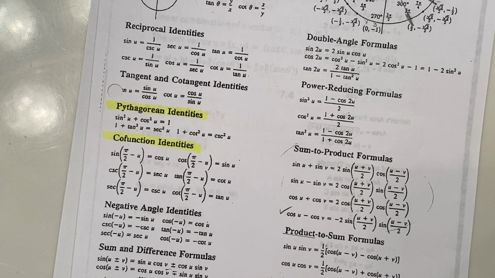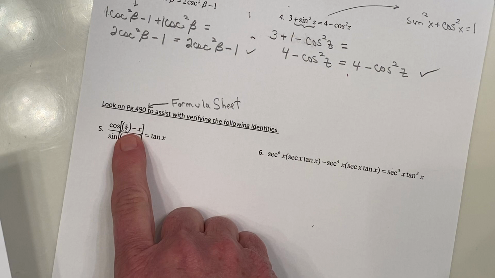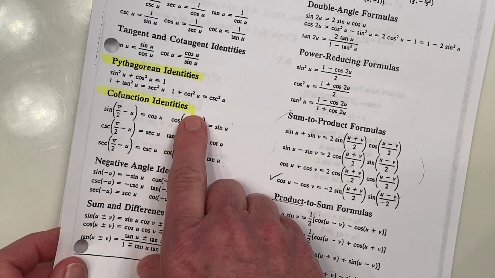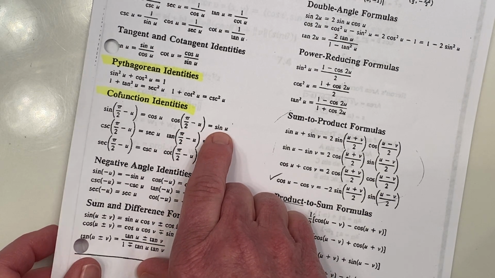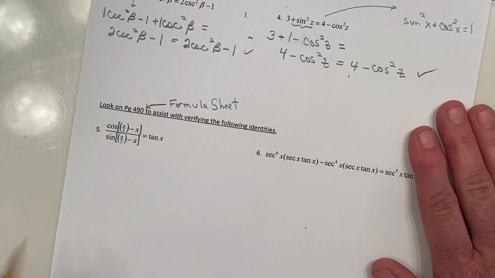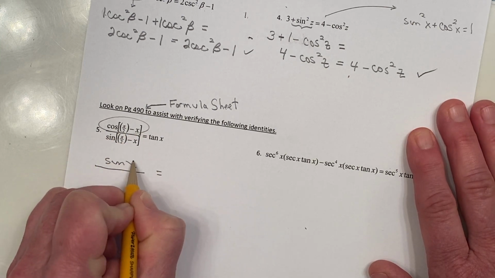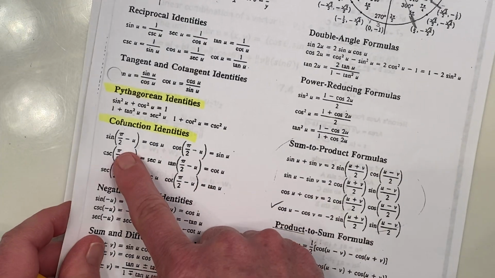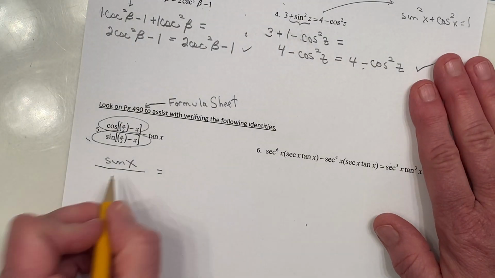A couple of ways you can approach this problem. I'm going to look at the numerator and go, oh, cosine of the quantity pi over 2 minus x. Cosine of pi over 2 minus u is equivalent to sine of u. In our problem we have an x, so this is equal to sine of x. So the numerator gets replaced with sine of x. Find that cofunction identity right here. The denominator is equivalent to cosine of x in our situation.